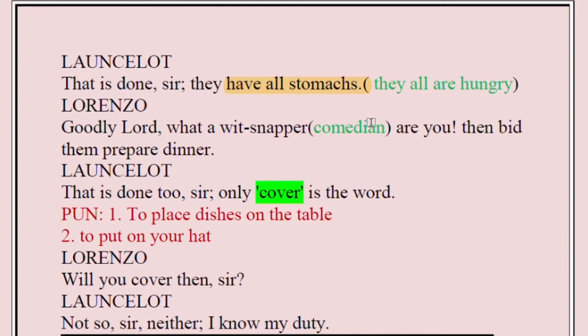Lorenzo: Goodly Lord, what a wit-snapper are you. What is a wit-snapper? Wit-snapper means a comedian. So Lorenzo says, oh my God, you are such a comedian. You have immediately caught hold of my error that I have said prepare for dinner instead of prepare dinner, and you have started finding my errors. Then bid them prepare dinner. So now he has realized his error in the sentence and corrects himself. He says, okay, go to the servants and tell them to prepare dinner.